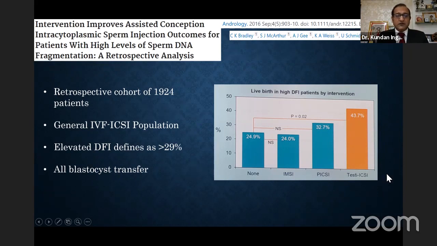And remember, this was a general IVF population, and here elevated DFI was defined as a cutoff of 29%. That is, more than 29% DFI was considered abnormal. All patients received a blastocyst transfer. And I think this is the evidence which tells us this is probably a good strategy to handle these patients.